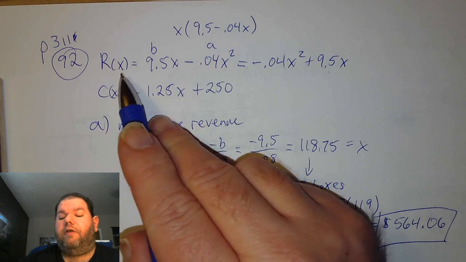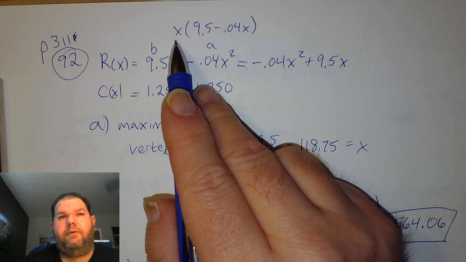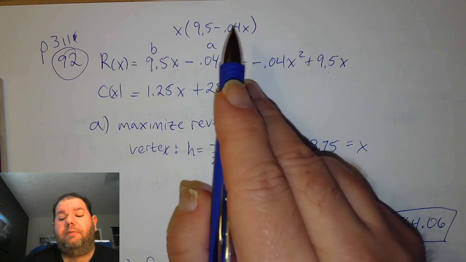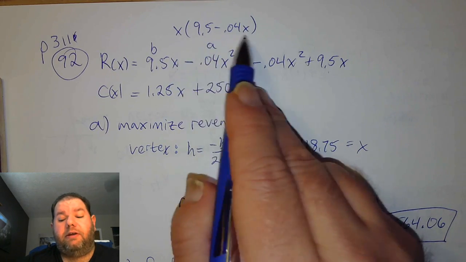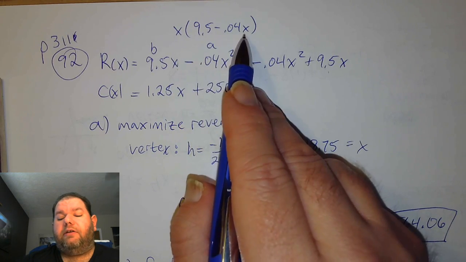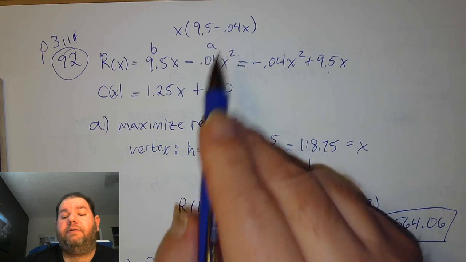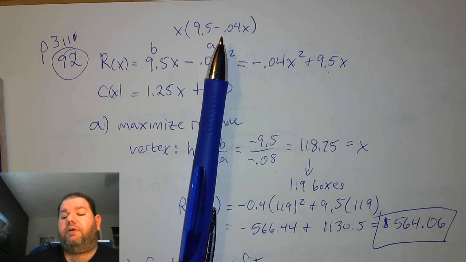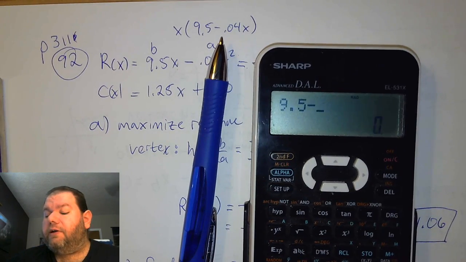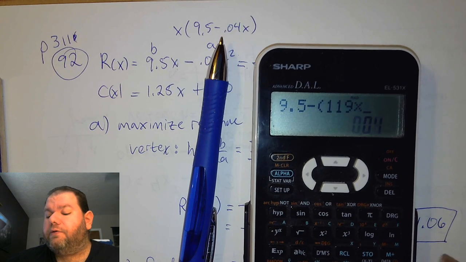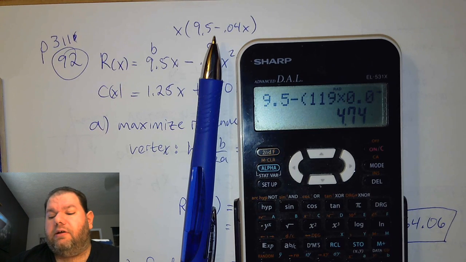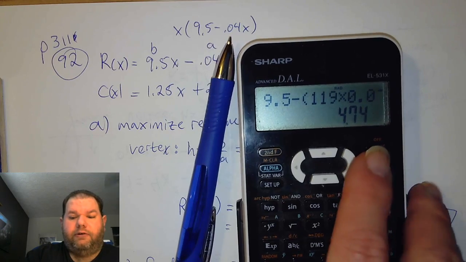When we look at our revenue function, revenue is generally considered as X times the price. Now, in this case, X is the number of items sold, and then the price here is calculated as 9.5 minus 0.04x. Now, sometimes we call this the demand function. That means that the more items that we sell, the lower the price we can offer the item at. Okay. So, with 119 boxes of candy, we would take 9.5 minus 119 times 0.04. So, we're actually selling these boxes of candy for about $4.74. Okay, plus tax, I assume. So that's one thing that we can discern from this revenue function.